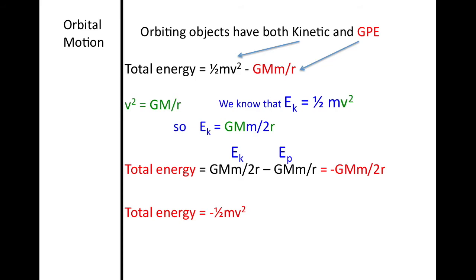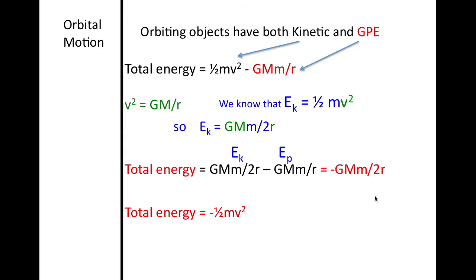So when we plug gmm divided by 2r in for kinetic energy and subtract the gravitational potential energy, which is here, we get this equation here. And when we use simple algebra to add these two values, then we get the total energy of an object in orbit as being negative g times m of the second object divided by 2r. You can use this equation as it is.